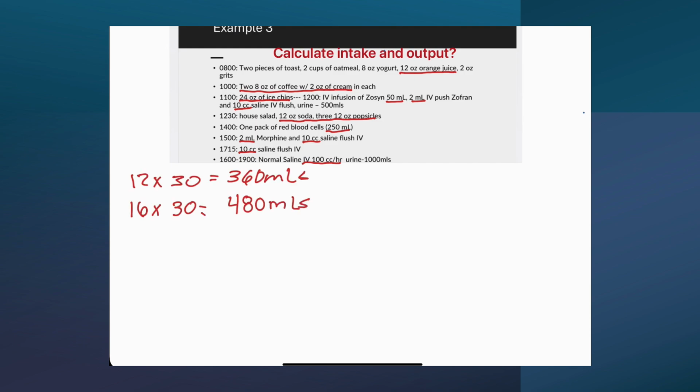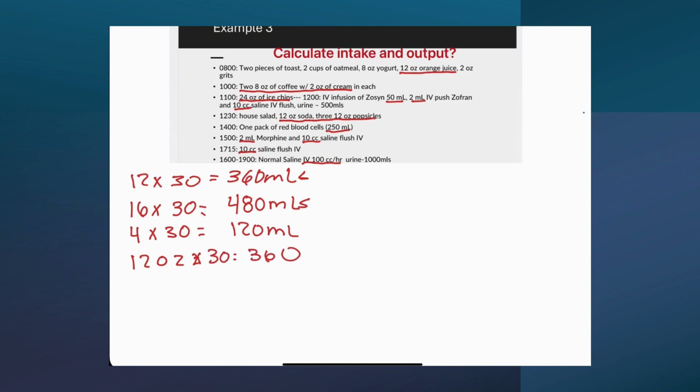So let's not forget about the creamer. So we have 2 ounces of creamer in both. So that's a total of 4 ounces of creamer. So we're going to do 4 times 30, and that's going to give us 120. All right. Next, we have 24 ounces of ice chips. So remember, with ice chips, we use half the volume. So we're going to do 12 ounces of ice chips, and we're going to times that by 30, and we're going to get 360.